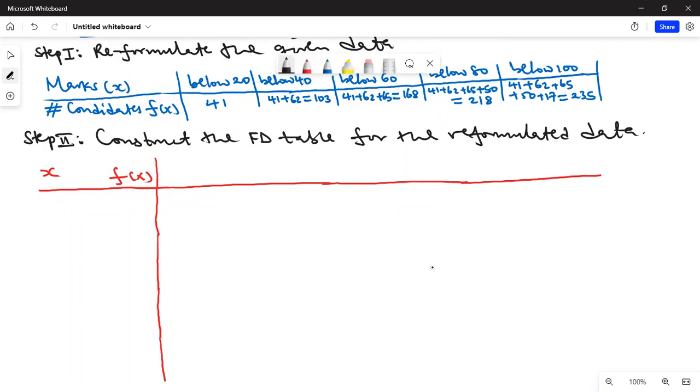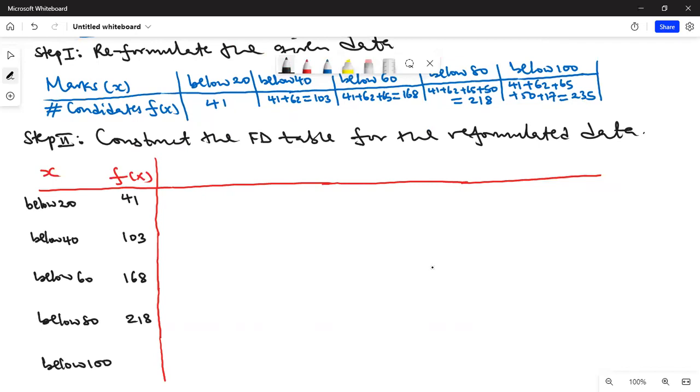So right here, marks below 20. How many are they? That is 41. Below 40, that is 103. Below 60, that should be 168. Below 80, 218. And lastly, below 100, 235. So let's get the first order difference.